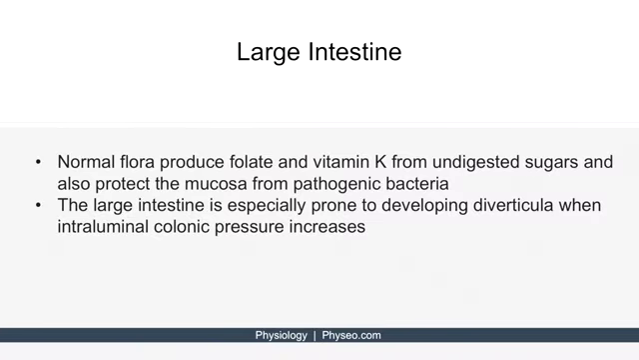The last topic is the large intestine. For step 1, you need to know that the normal flora produce folate and vitamin K from undigested sugars and also protect the mucosa from pathogenic bacteria. It's also worthwhile knowing that the large intestine is especially prone to developing diverticula when intraluminal colonic pressures increase. As I mentioned earlier, a diverticulum is just a blind tube coming off of the GI tract.